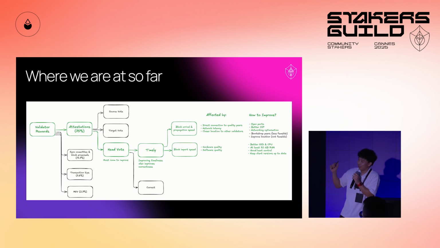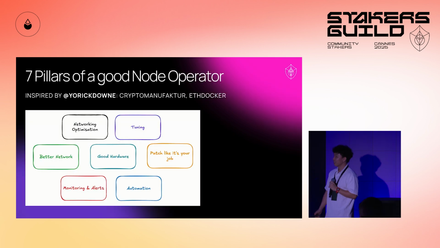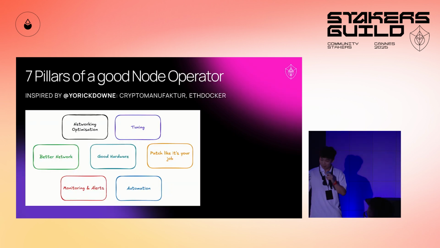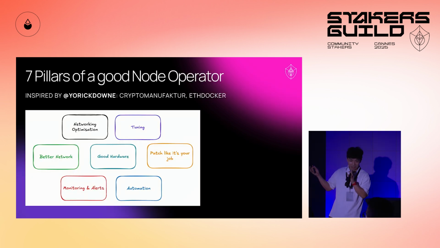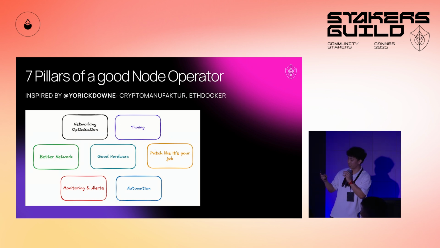Okay. Now, for the actual actionable steps. Okay, in my opinion, there are 7 pillars of a good node operator, and this is inspired by Thorsten or Yorick. Please, you can check out his work. He runs a crypto manufacturer, a professional node operator, and also he's the creator of Eth Docker package that makes the quality of life of home stakers a lot better.